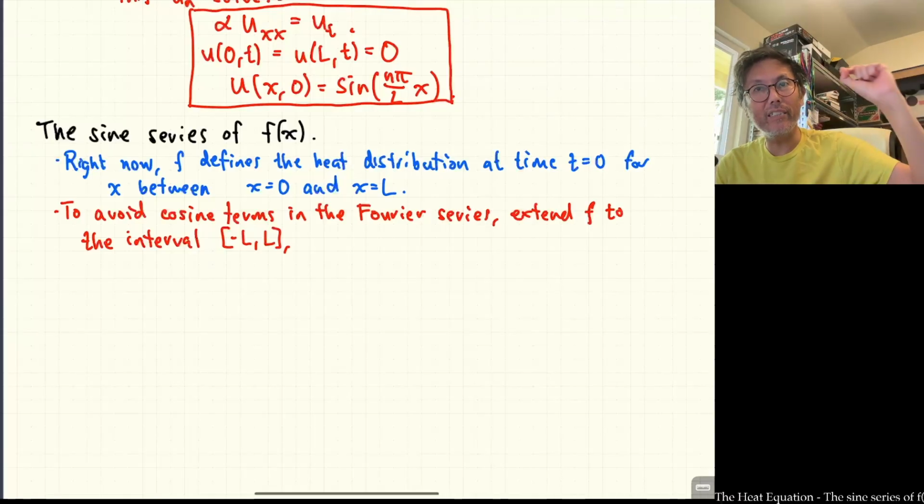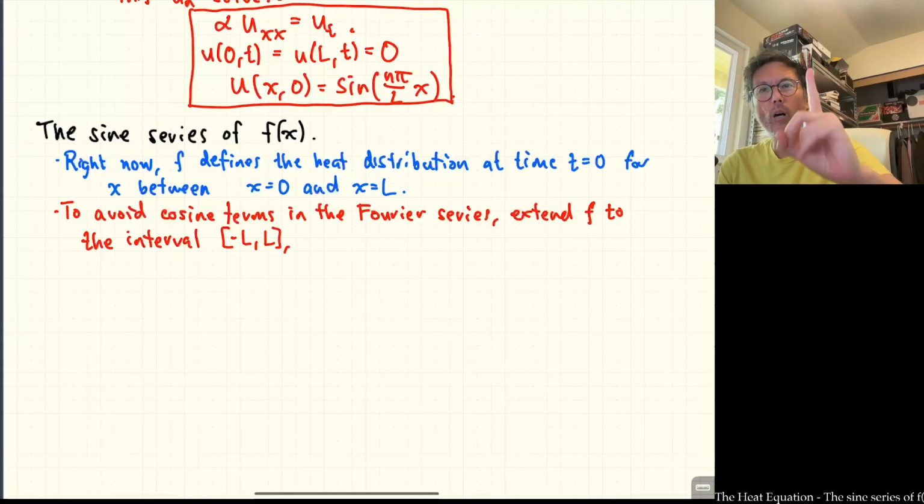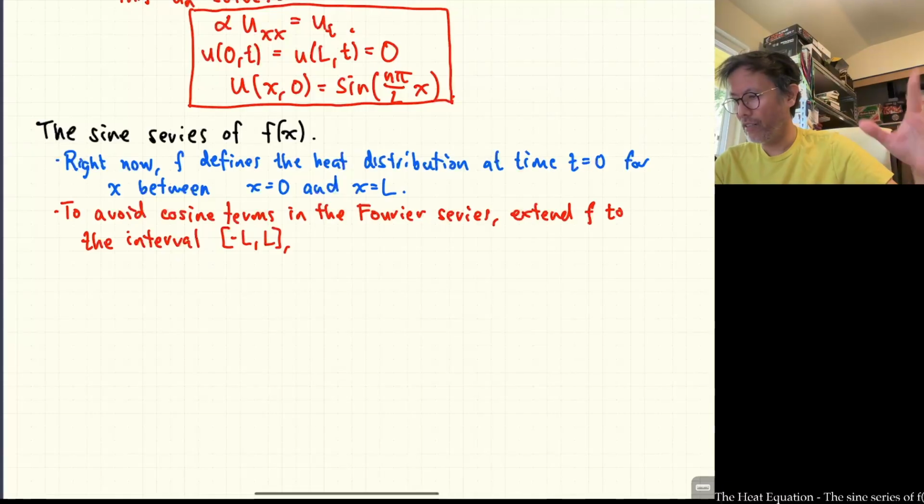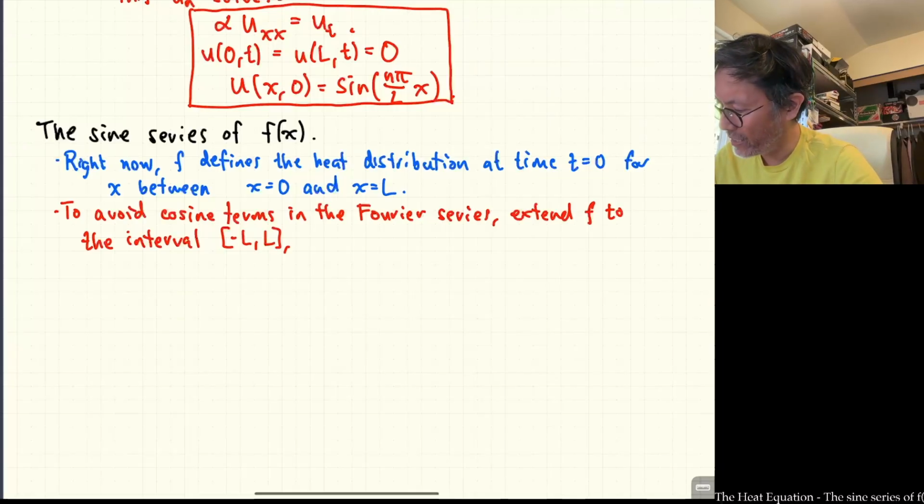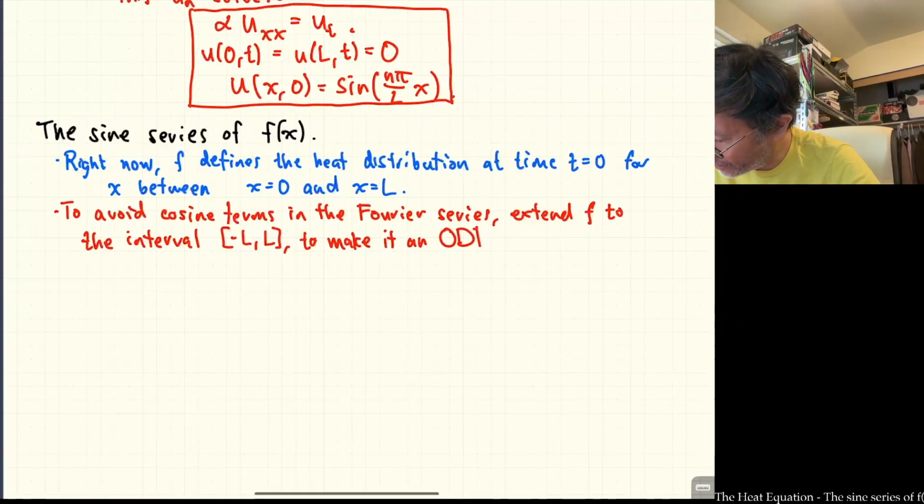Odd, O-D-E. No, that's not how you spell odd. That's how you spell ode. Odd is O-D-D. Oppositional defiant disorder. But that's not what I'm talking about.